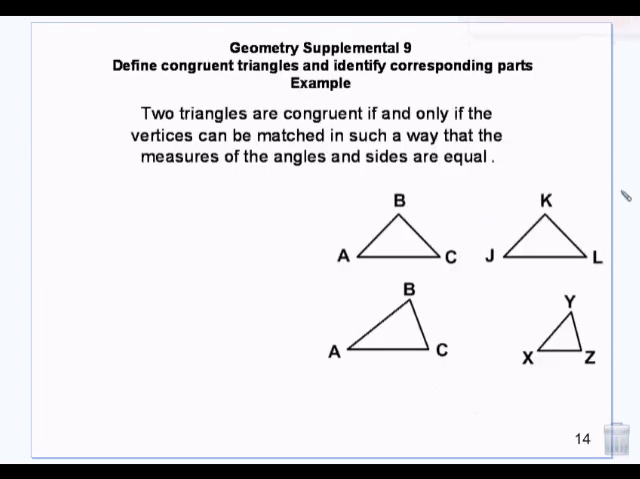The triangles are congruent only if their vertices can be matched. So to look at these two triangles, let's see if this one actually will work.